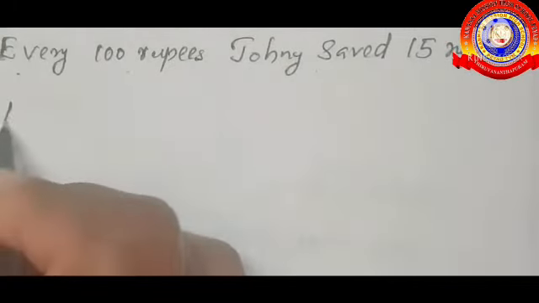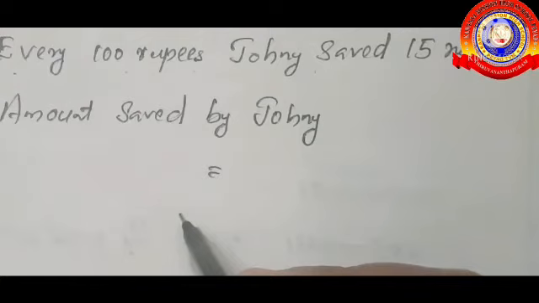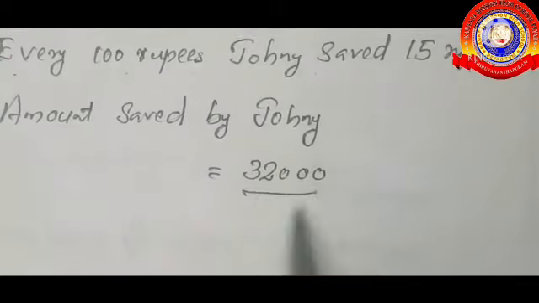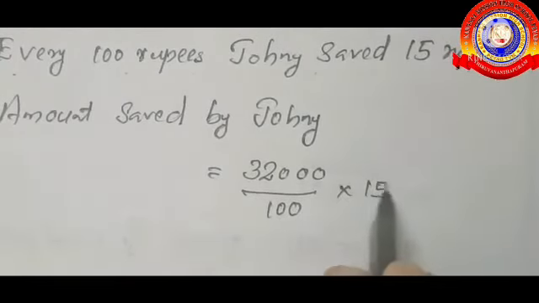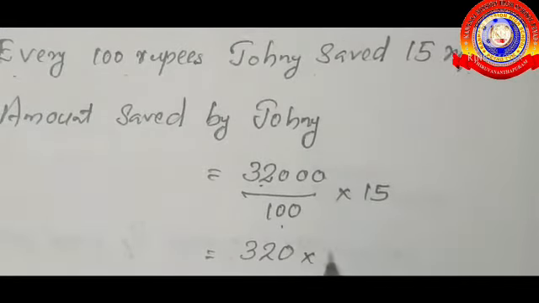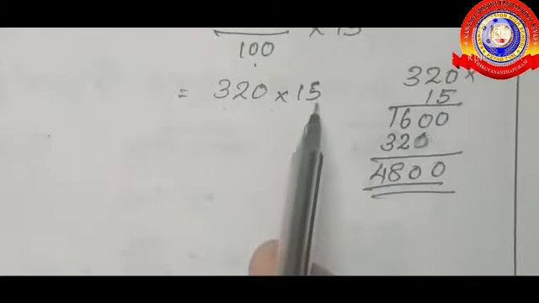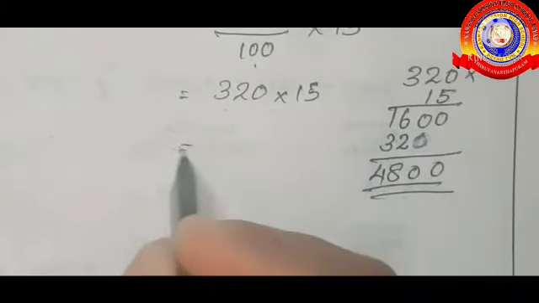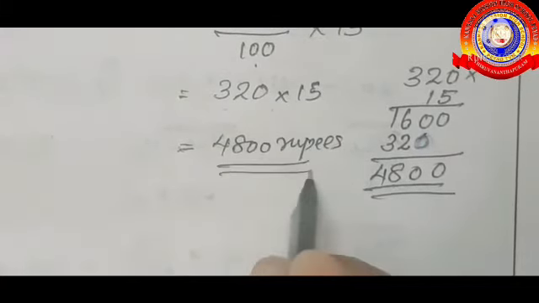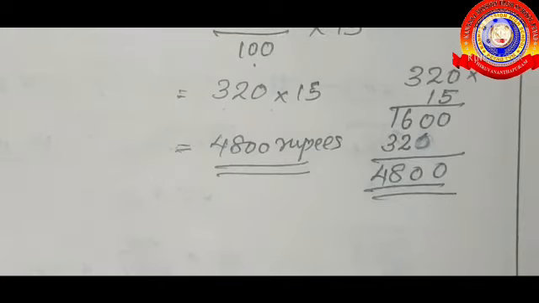Then, amount saved by Johnny is equal to total amount, how much? 32,000. Then, 32,000 divided by 100 into 15, because every 100 rupees he saved 15 rupees. Which is equal to 32,000 divided by 100 is 320 into 15, which is equal to 4,800. So, money saved by Johnny is equal to 4,800 rupees.